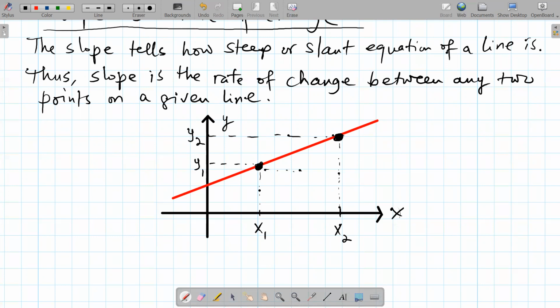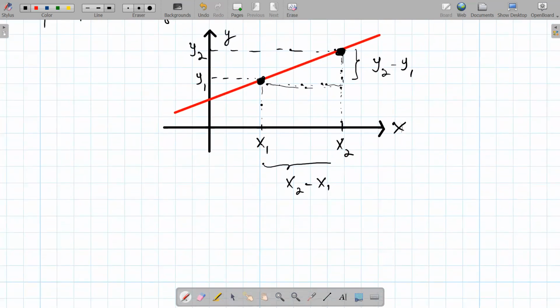Now, in that case, I should be able to find the differences between the x's and the y's, or the absolute difference between them. So here, I'm talking about this difference here and this difference here. It's going to be y2 minus y1. This difference here is going to be x2 minus x1. Okay, from here, we should be able to establish our slope of the non-vertical line, the red line there.